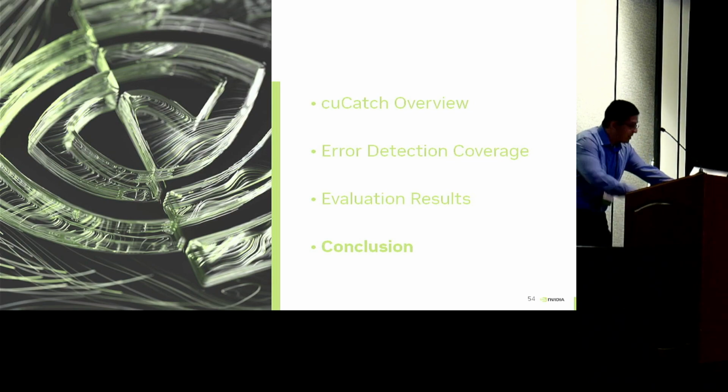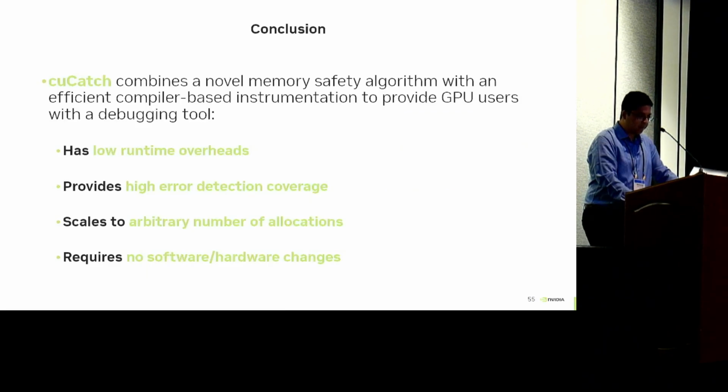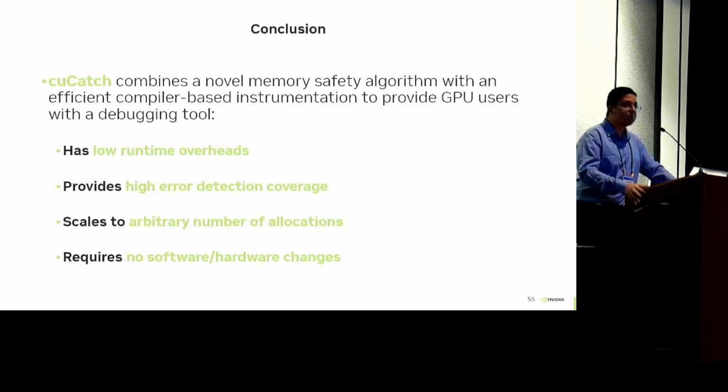All right, so in a nutshell, cuCatch combines a novel memory safety algorithm with efficient compiler-based instrumentation to provide GPU users and developers with debugging tools that have low runtime overheads, provide high error detection coverage, scale to an arbitrary number of allocations, and require no software or hardware changes.